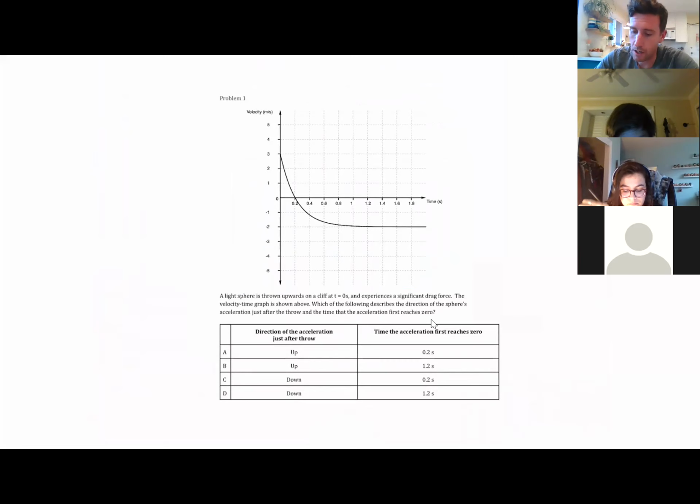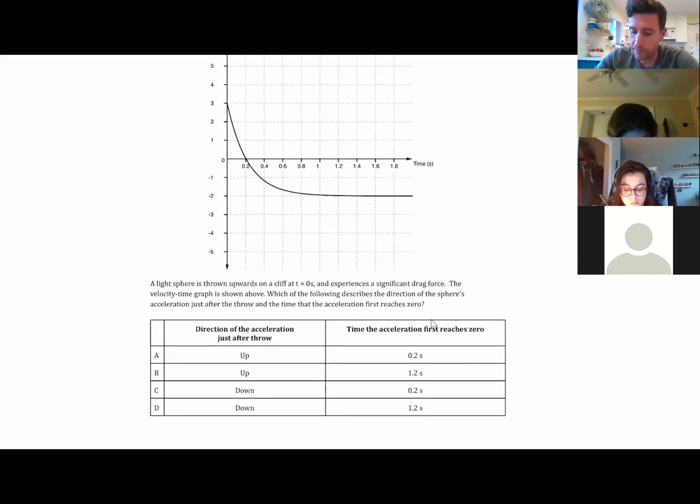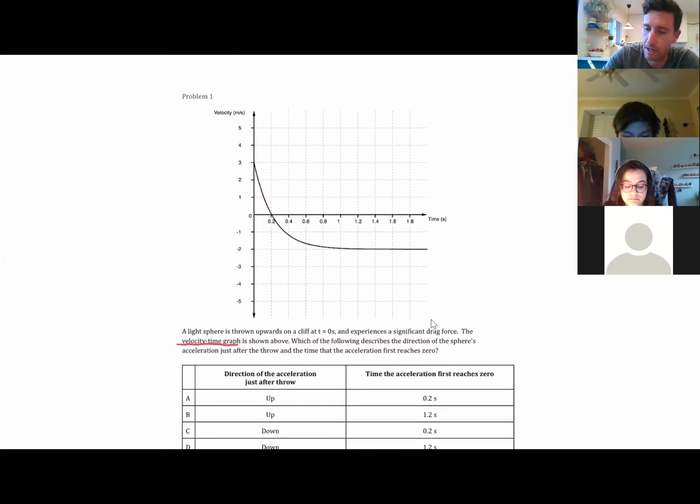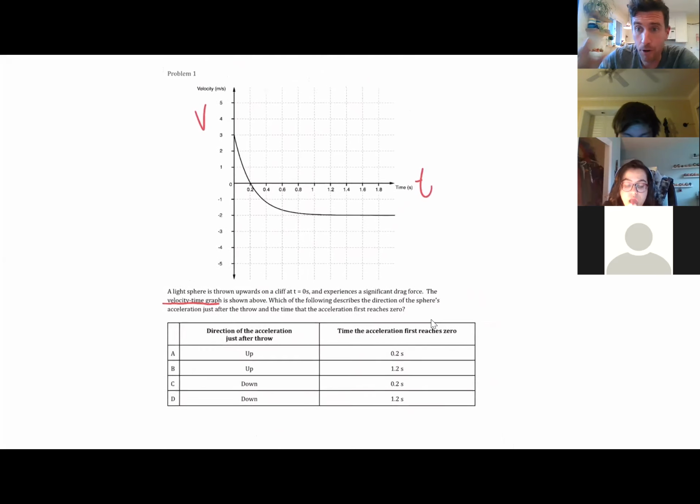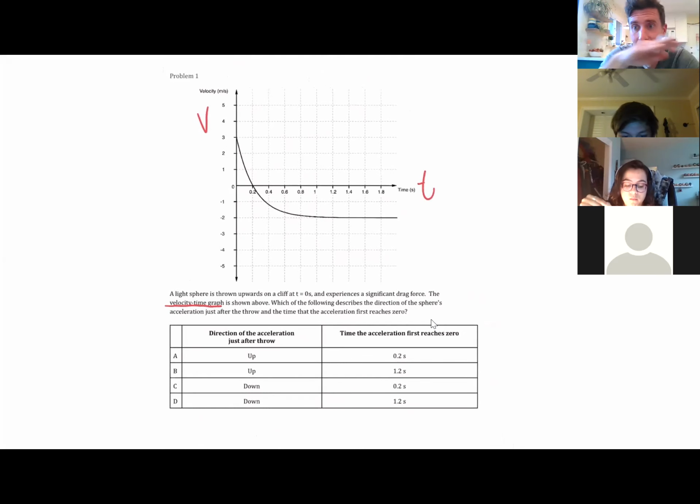So starting at the beginning, a light sphere, a ball, is thrown upwards on a cliff at t equals 0 seconds and experiences a significant drag force. So the air is going to push on it. The velocity time graph is shown above. So the first thing is paying attention to what types of graphs we're looking at. Velocity time. And that's nice because personally, I process most things as velocity versus time more easily.